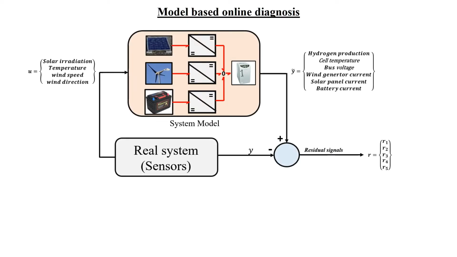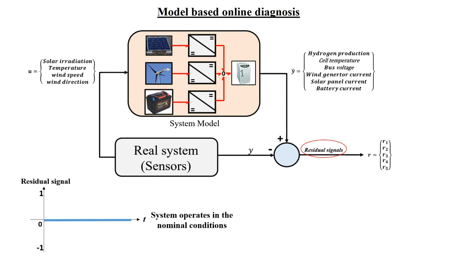For online fault detection, the estimated outputs of the model are compared with the actual values from the real process measured using sensors. The difference between the two is known as residual, and its value is 0 in the absence of uncertainties. The non-zero value of the residual indicates the occurrence of a fault in the system.